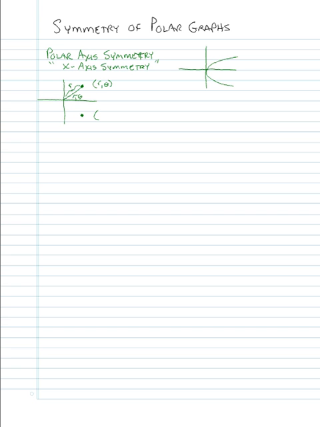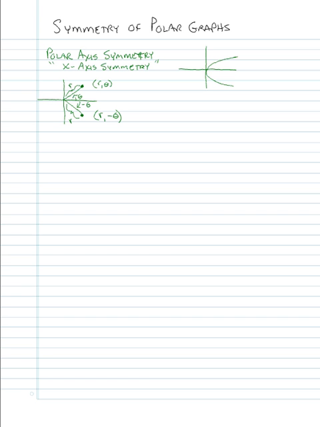Well, if we're going to be symmetric about the x-axis, then that tells us the point below would have to be an angle of negative theta, but this is still the same distance r. So if the point r comma theta is on the graph, then r comma negative theta would also have to be on the graph. So the way we test this, let's come up with an example there.